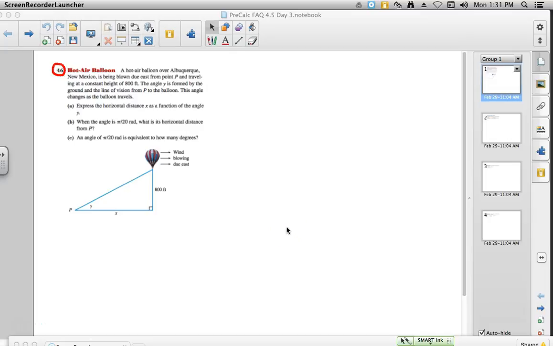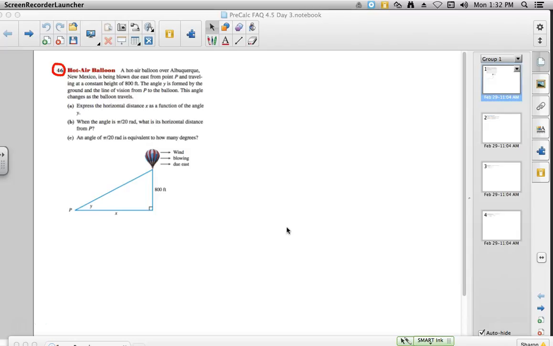These are the frequently asked questions for section 4.5, day 3. Starting with number 46, we have a hot air balloon. It says a hot air balloon over Albuquerque, New Mexico is being blown due east from point P and traveling at a constant height of 800 feet. And I just took a peek down to see that they've got a nice picture for us there.